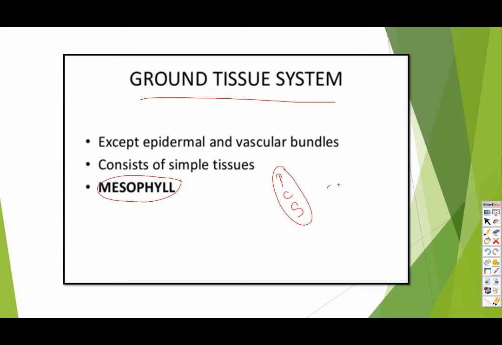Moving ahead, the vascular tissue system is nothing but your xylem and the phloem. There are two types, radial and conjoint. What do I mean by radial? Radial means this is how they will be. This is your xylem, this is your phloem. They are alternating each other, but they are on the same radius.